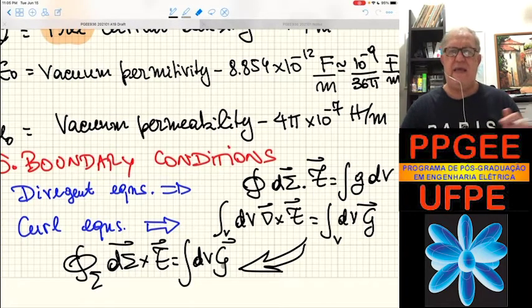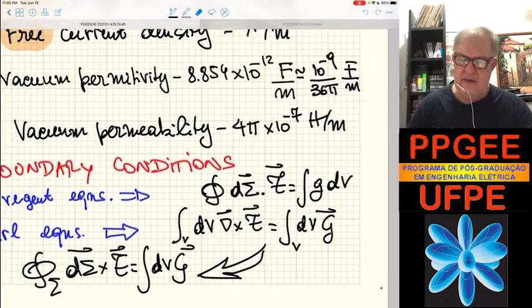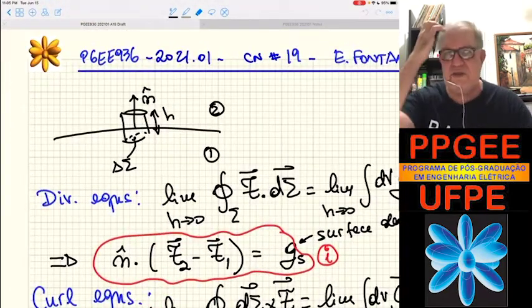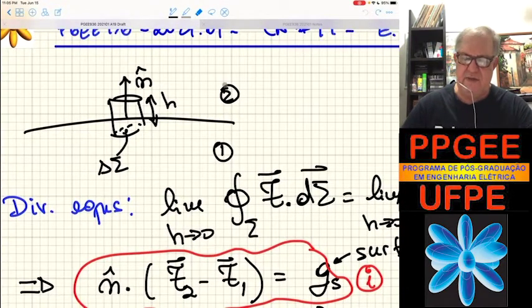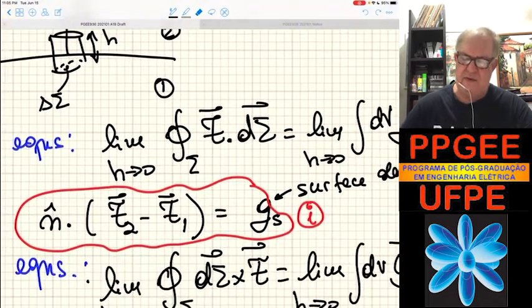So if we apply these relations for a boundary between two media, we're talking about those generic relations. We have a medium 1, a medium 2. N is the normal that goes from 1 to 2. H is the height of this Gaussian type of surface. We make integrals on volumes and on surfaces. So the divergent equations yield, in the limit that H goes to 0, the flux.